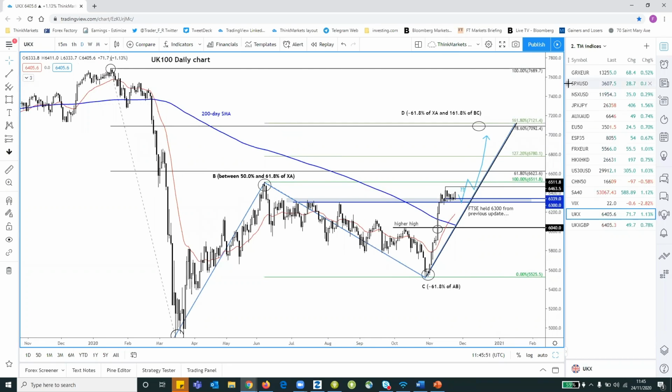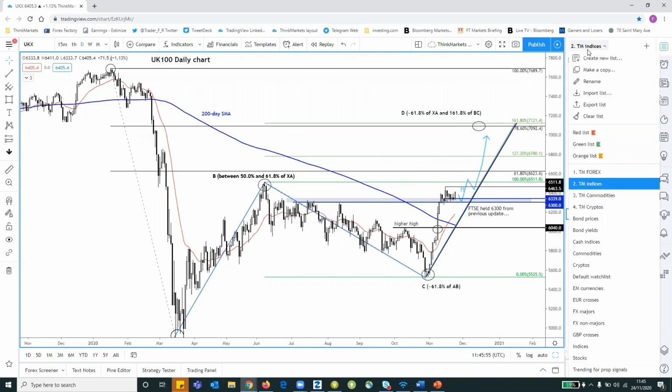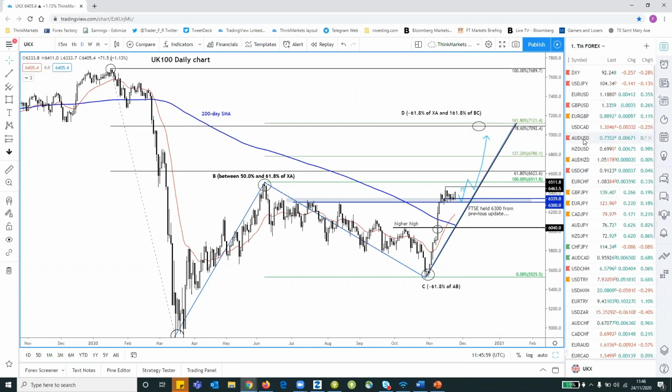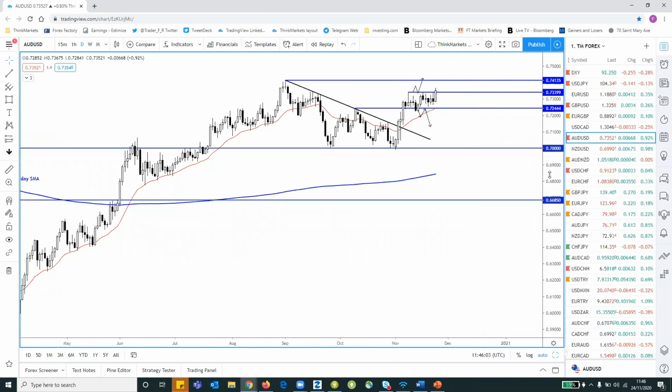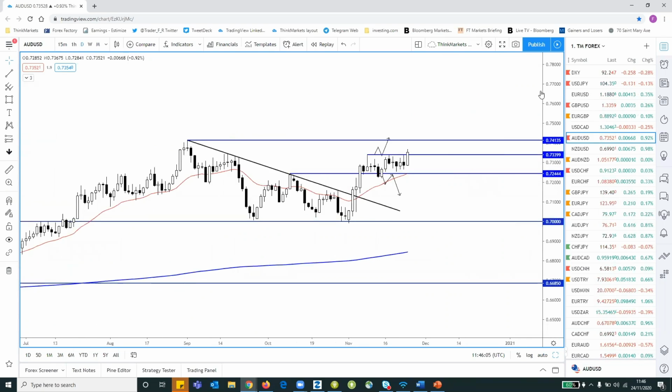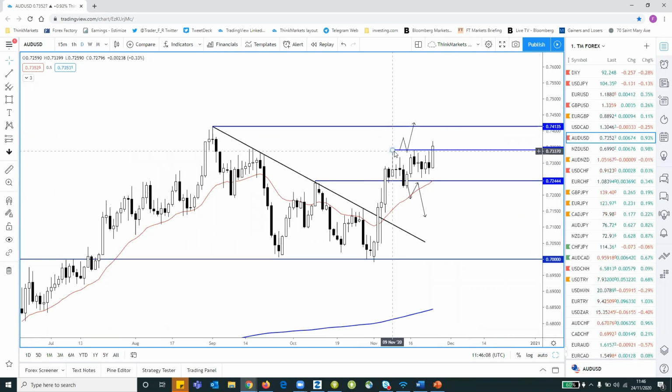Anyway, enough of the FTSE. Let's go on to the currency markets. And I'm going to start off with looking at the Aussie. Now, the Aussie, previously we were talking about the range that the Aussie was trading at. The high of the range was at 73.40 and the lower end of the range was at 72.45-ish. We want to see either a clean break below here or a clean break above the high.